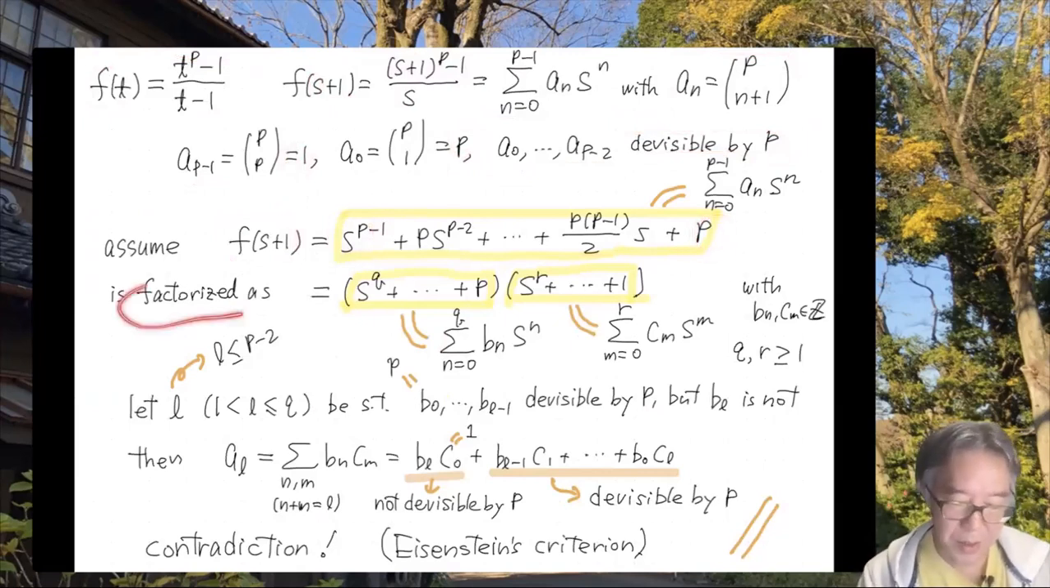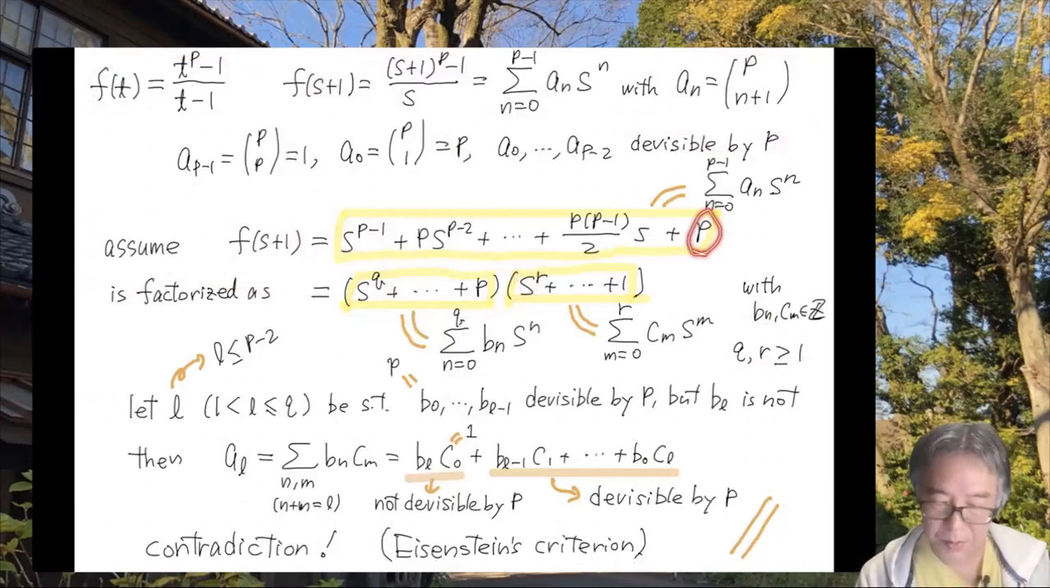And you assume that this is factorized like this with q and r at least 1. Okay, and now since the highest power is s to the p minus 1, here you have to have this with an integer coefficient. And here you have this p, and p is a prime. So one of them must be p, and one of them must be 1.